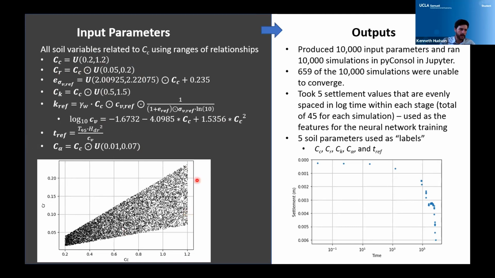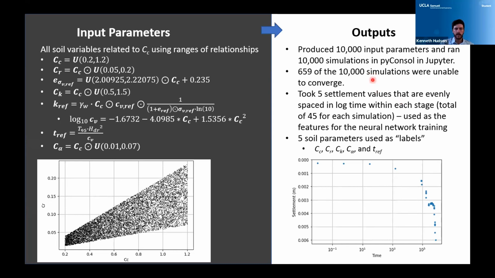And so, for instance, this is the parameter space of the compression index, virgin compression versus the recompression index shown against each other. So you can see that range in values that are being simulated. So what we did was we produced 10,000 of each of these input parameters, so that each individual test has all these related parameters. And we ran those 10,000 simulations in PyConsol in a Jupyter notebook. And a few of them were unable to converge, 659, so it wasn't a full 10,000 simulations that were used as the training data set.